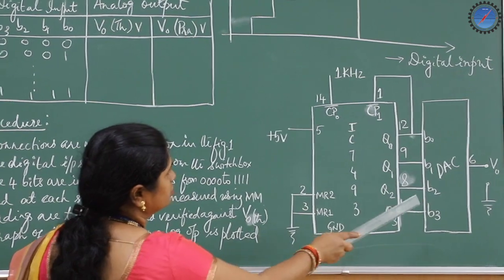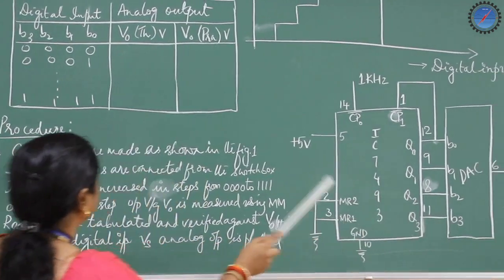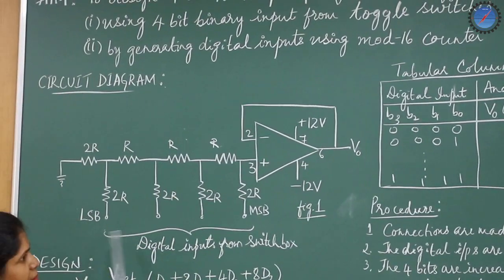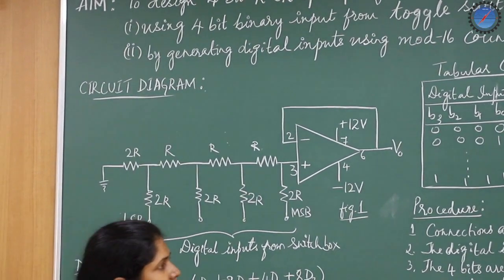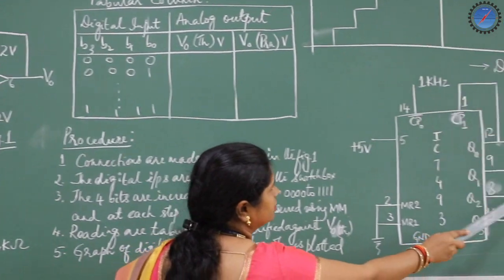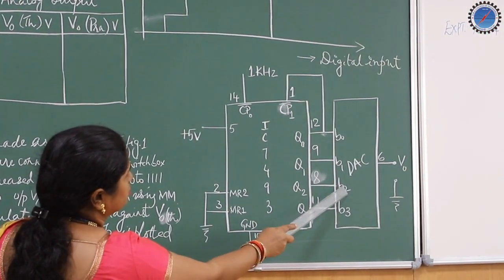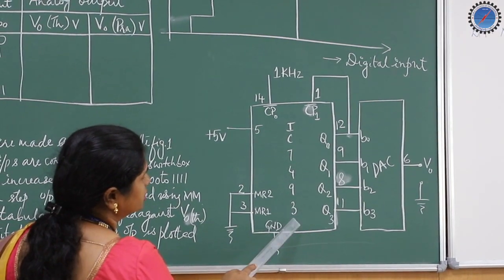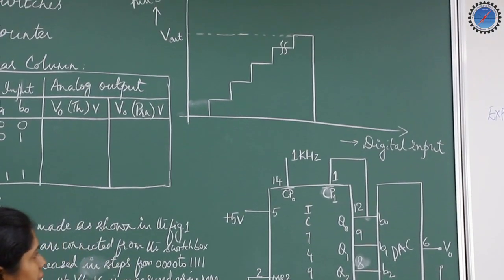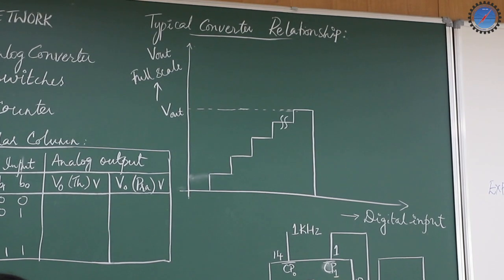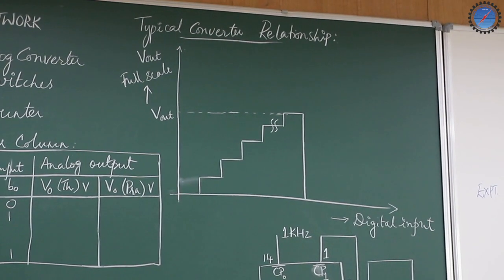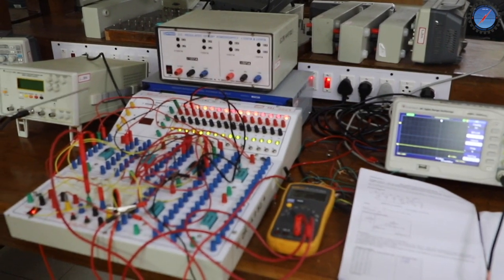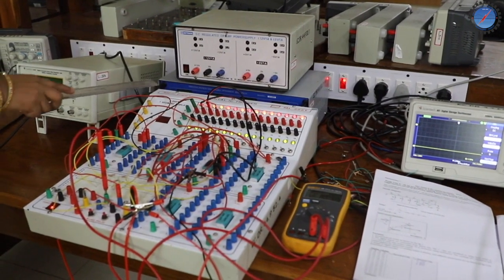This DAC is nothing but our R2R ladder network. This complete network I have shown here as DAC. Along with that, if you connect this IC 7493, then you can generate a staircase that you can observe on the CRO. Connections are done as per the circuit diagram, and here we have done the connection on the digital IC trainer.